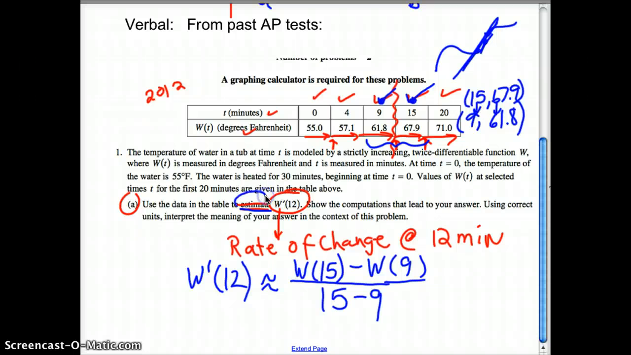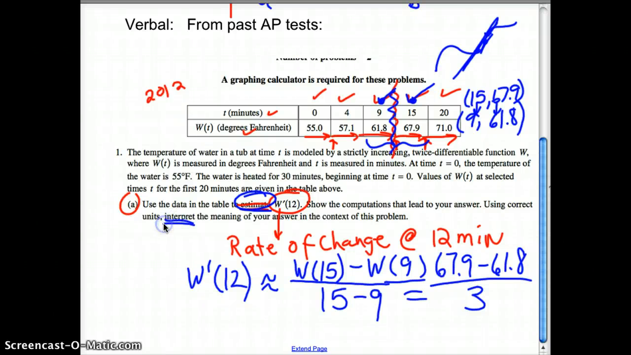Again, there's a key word in here that says to estimate it. You don't know exactly what happened at 12 minutes, but you can assume it's kind of the average of what happened in between these. So you would just go to your calculator and say 67.9 minus 61.8 over 15 minus 9, which is 3. And you calculate that out, and I'm not going to go to my calculator right now.